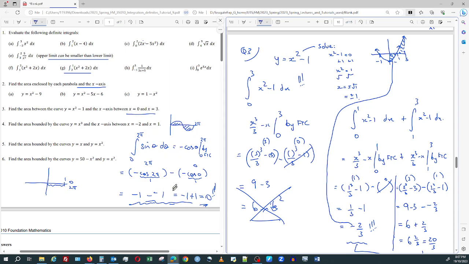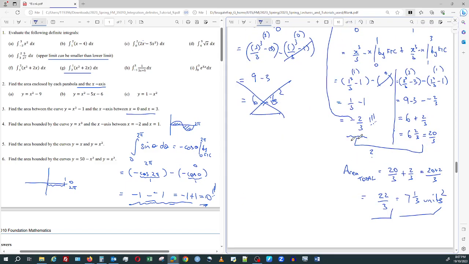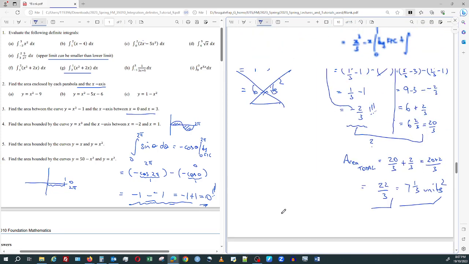We would separate them and we would add them together. We would use absolute values if necessary. I could put that in absolute values, but I don't want to do that. I want you to use your common sense, please.